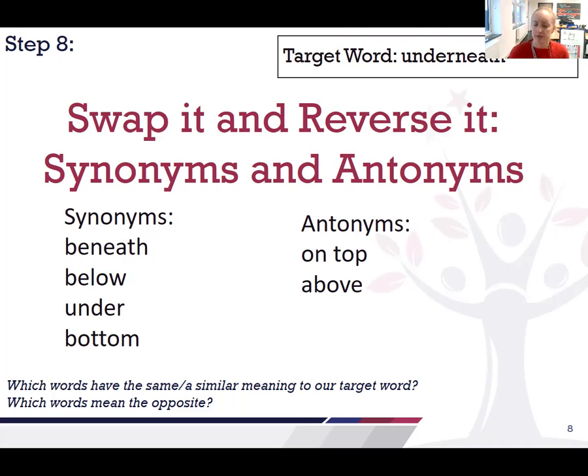Antonyms though, so words which have a different meaning or mean the opposite, one of those is on top. On top means you're directly on the object rather than directly under it. So that is an antonym. The same with above. Above is the opposite because it is saying that they are directly above the object rather than underneath it.